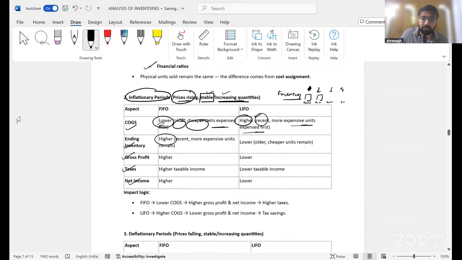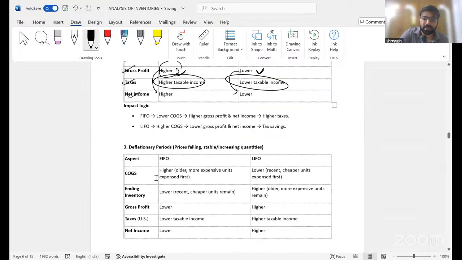And of course, gross profit is higher in case of FIFO because your COGS is lower. In LIFO, it is lower because your COGS is higher. And taxes, obviously, if gross profit is lower, taxes will be reduced. But in case of FIFO, because your gross profit is high, taxes will obviously be high. Of course, net income should have come a bit above and taxes later. If gross profit is higher, the net income will be higher; if gross profit is lower, the net income will be lower. Right, and ultimately this has been summarized by this particular table.